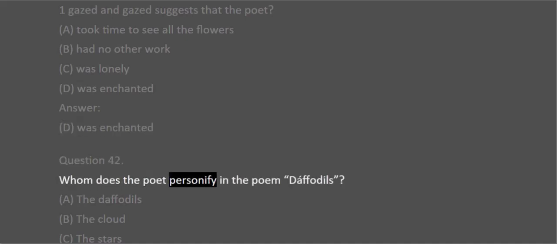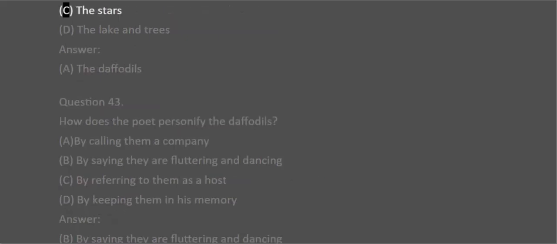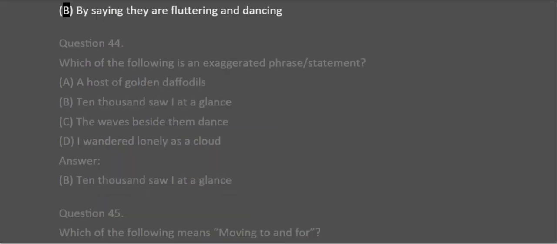Question 42. Whom does the poet personify in the poem, Daffodils? A. The daffodils, B. The cloud, C. The stars, D. The lake and trees. Answer, A. The daffodils. Question 43. How does the poet personify the daffodils? A. By calling them a company, B. By saying they are fluttering and dancing, C. By referring to them as the host, D. By keeping them in his memory. Answer, B. By saying they are fluttering and dancing.